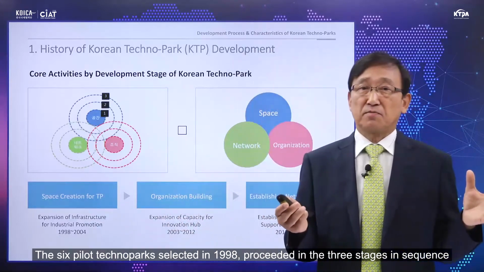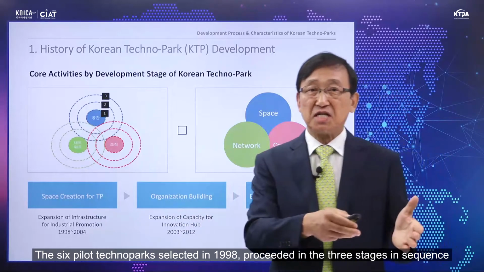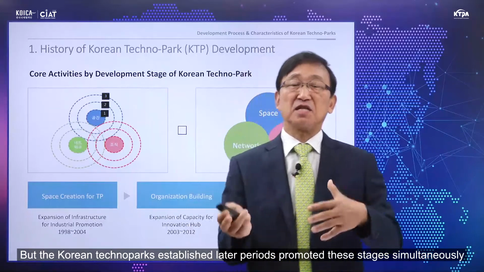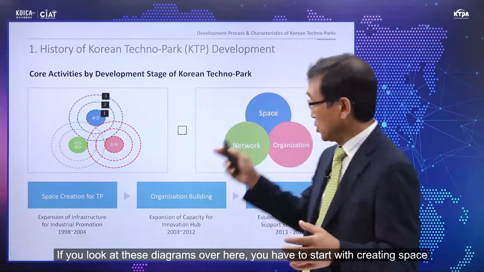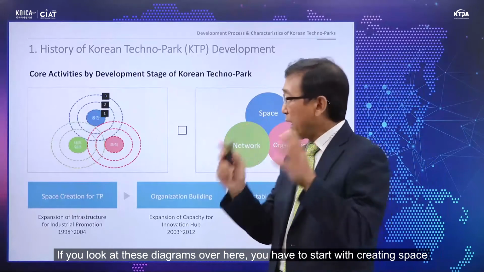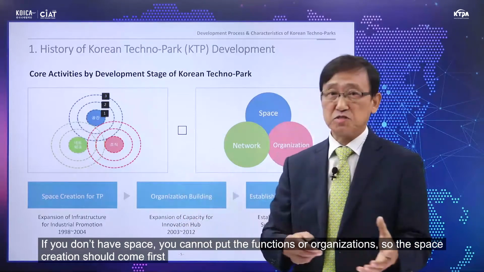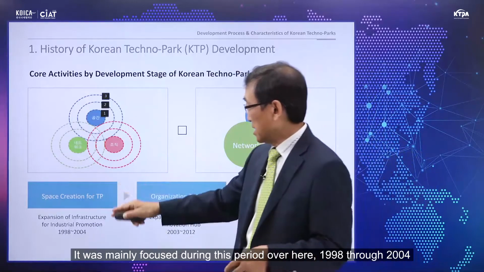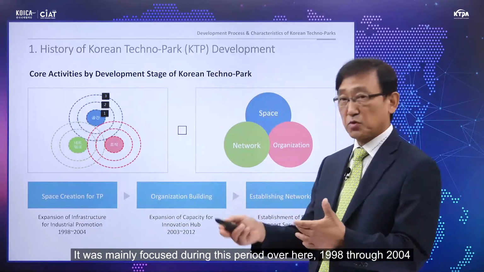The 6 pilot Technoparks selected in 1998 proceeded in 3 stages in sequence. But the Korean Technoparks established in a later period promoted these stages simultaneously. If you look at these diagrams over here, you have to start with creating a space. If you don't have a space, you cannot put the functions or organizations. So the space creation comes first, mainly focused during this period over here, 1998 through 2004.